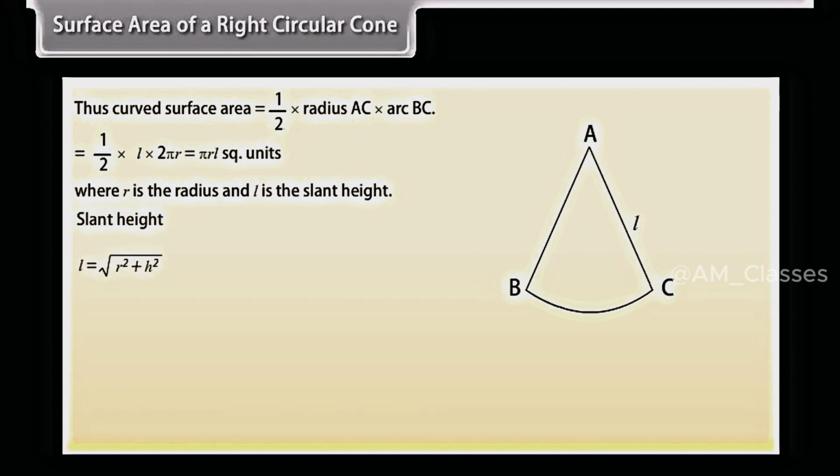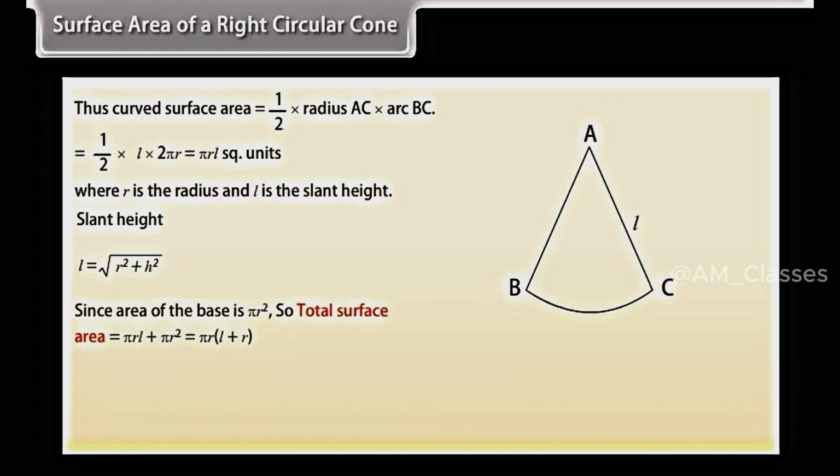And slant height L is equal to square root of r square plus h square. Since area of the base is pi r square, so total surface area is equal to pi r L plus pi r square, which is equal to pi r into L plus r.